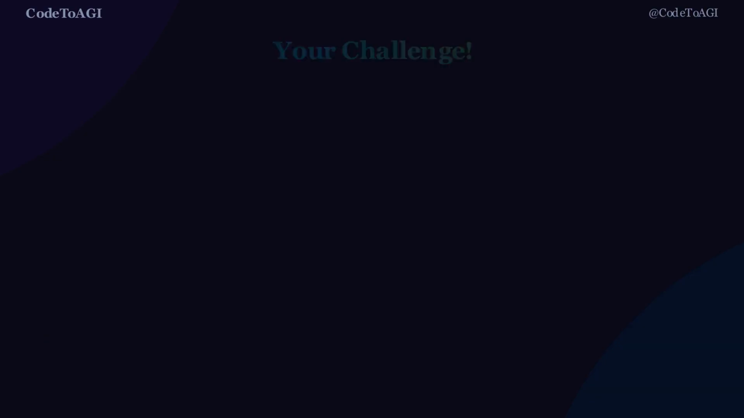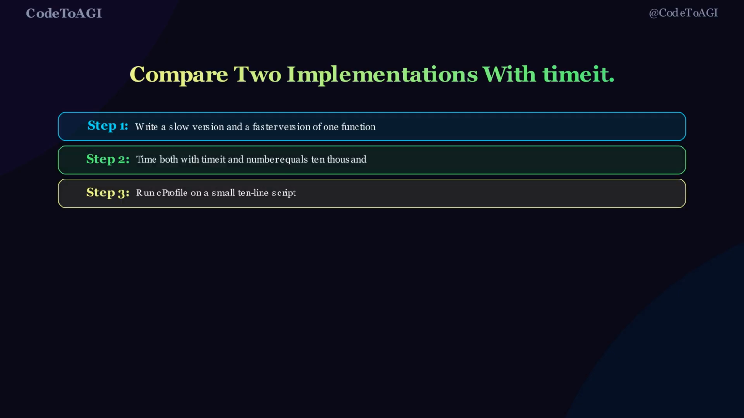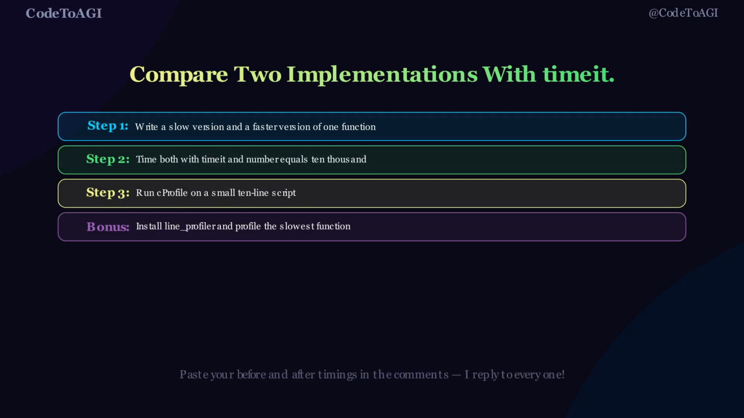Your challenge. Compare two implementations of the same function with timeit. Step 1. Write a slow version and a faster version. Step 2. Time both with timeit and number equals 10,000. Step 3. Run cProfile on a small 10-line script. Bonus, install line_profiler and profile the slowest function.